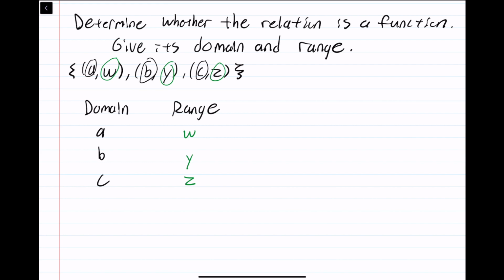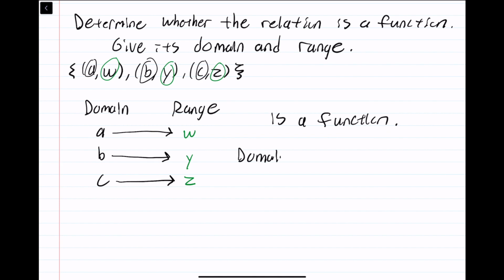So in the first pair of coordinates, A maps to W, second, B maps to Y, and C maps to Z. So, by the definition of the function, where each member of the domain corresponds to exactly one member of the range, this is a function. Because A maps to W, B maps to Y, C maps to Z. If A mapped to both W and Y, then it wouldn't be a function. But since every member in the domain only maps to one member in the range, we call it a function.